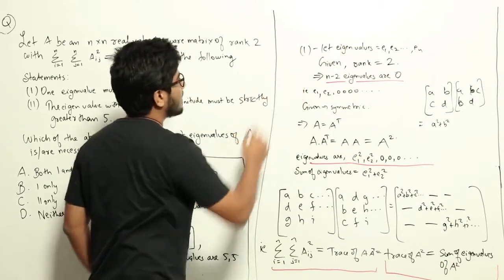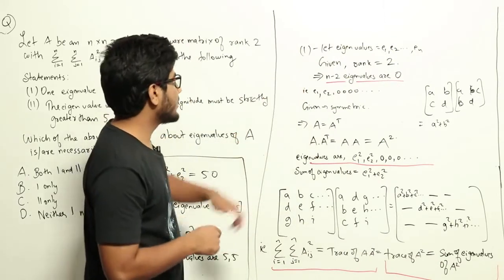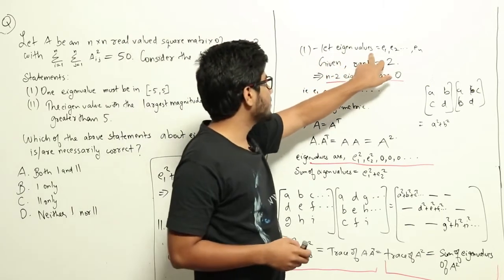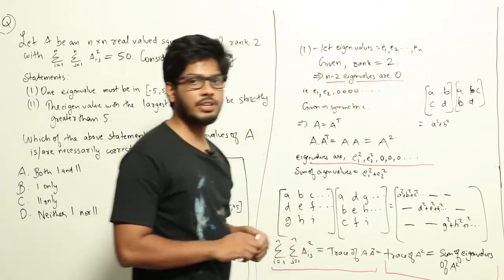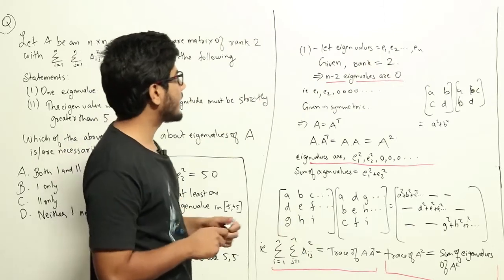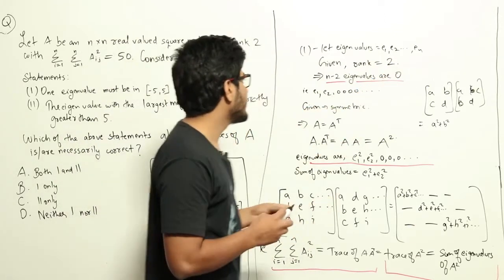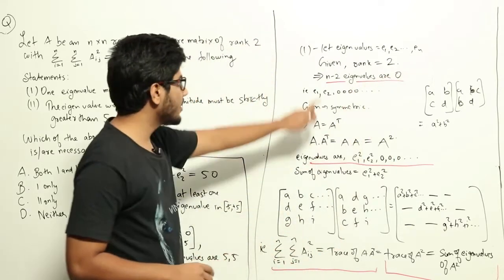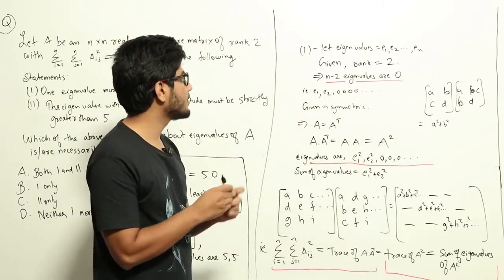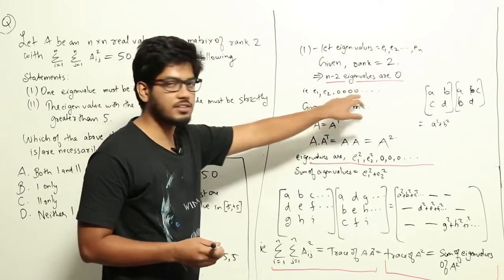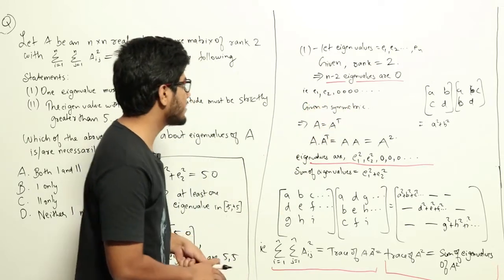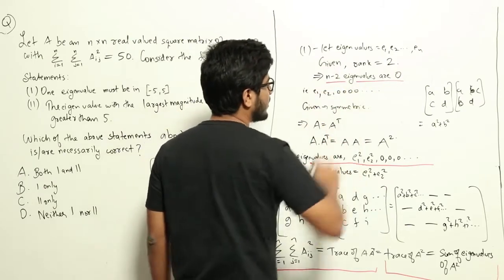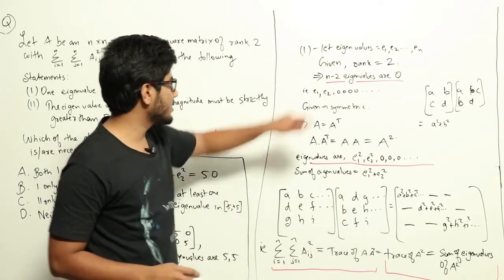So in statement 1, it's given that it's an n by n matrix. So let the eigenvalues be e1, e2, etc. up to en. Now it's given that the rank of the matrix is 2, which means that n minus 2 eigenvalues must be 0. There will be only 2 eigenvalues which may be non-zero, e1, e2. The rest of the eigenvalues of this matrix must be 0. Which theorems you need to know in order to answer this question, I have underlined in red color. So you need to know this first.